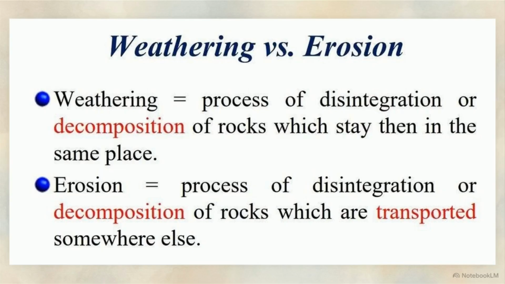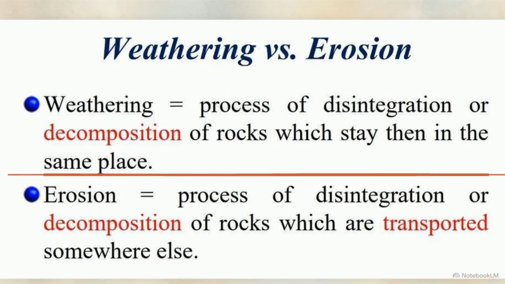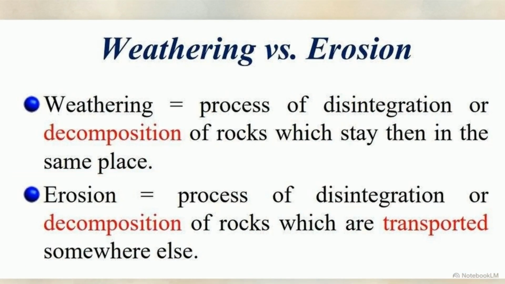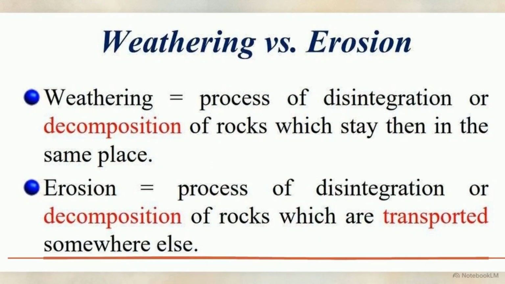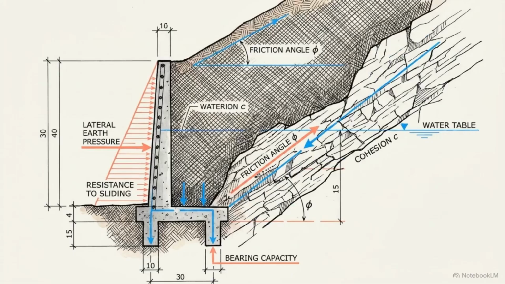This side-by-side comparison highlights the critical variable: movement. Weathering is the process of disintegration, where rocks stay in the exact same place. Erosion is the decomposition of rocks that are then actively transported somewhere else. Knowing whether a rock face is merely weathering in place or actively eroding changes the entire mathematical approach you use to calculate retaining walls and load-bearing capacities.